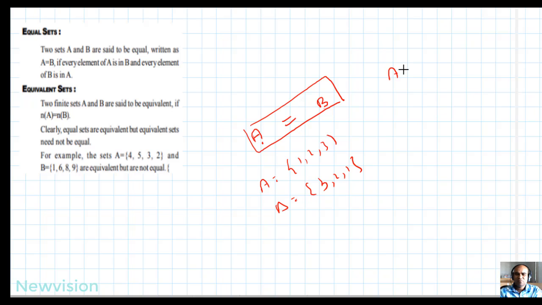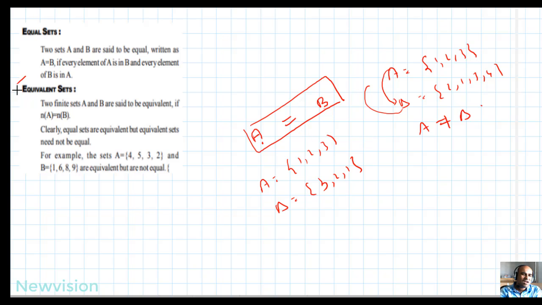For example, A is given as 1, 2, 3. B is given as 2, 1, 3, 4. Every element of A is in B, but every element of B is not in A, no, 4 is not there. That's why A and B are not equal sets. I can say A is not equal to B. So this is the definition of equality of two sets, important.